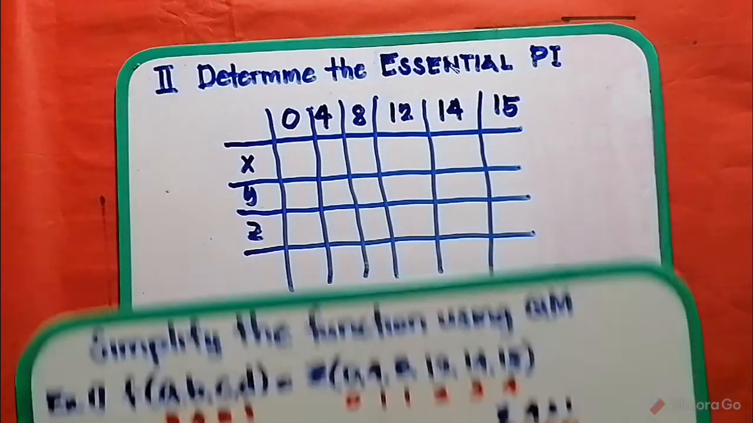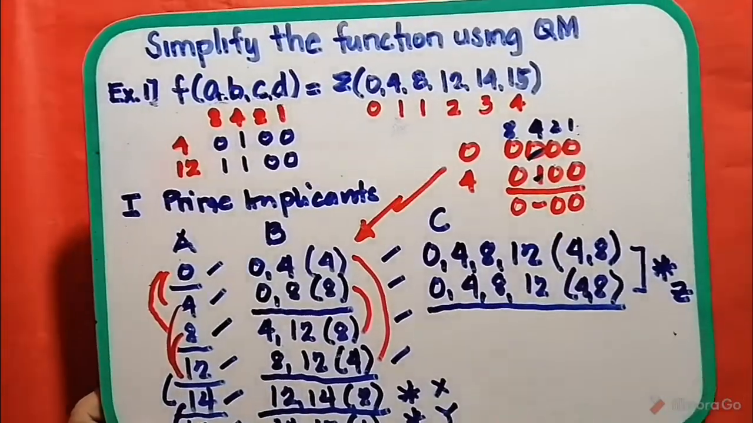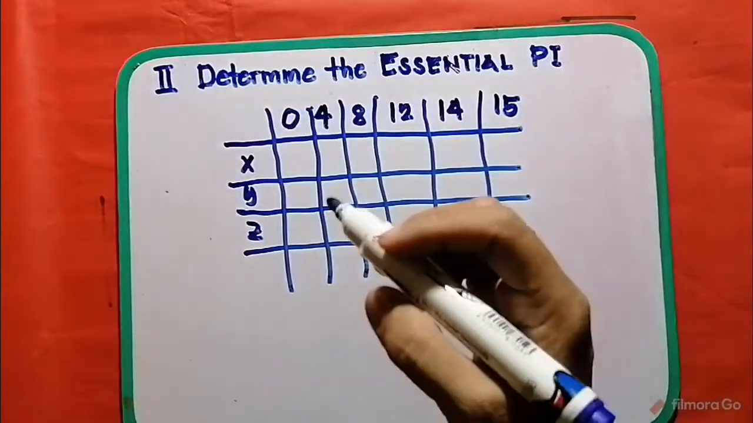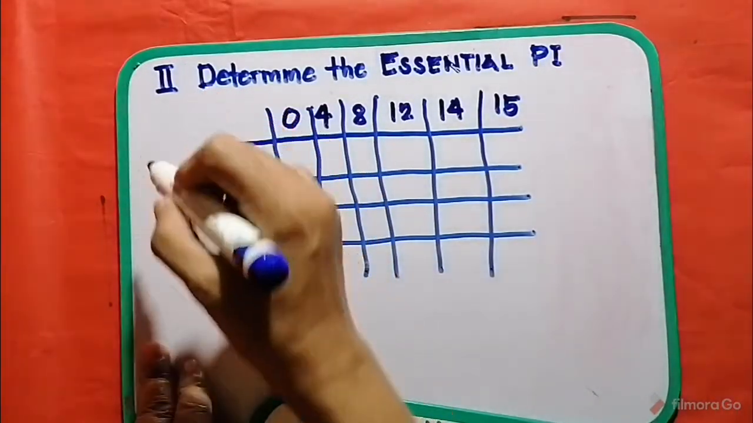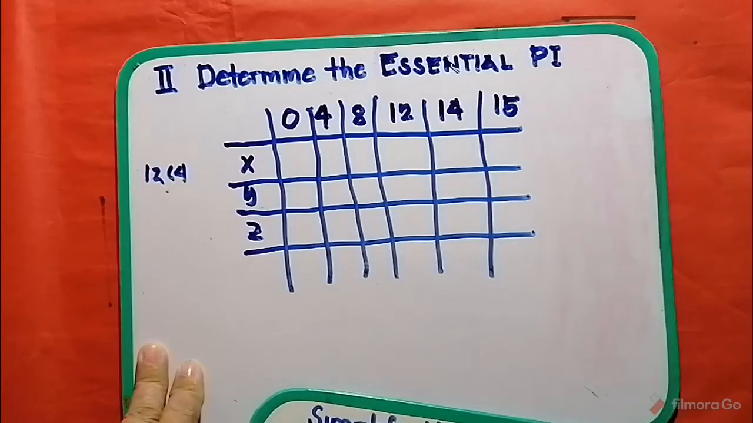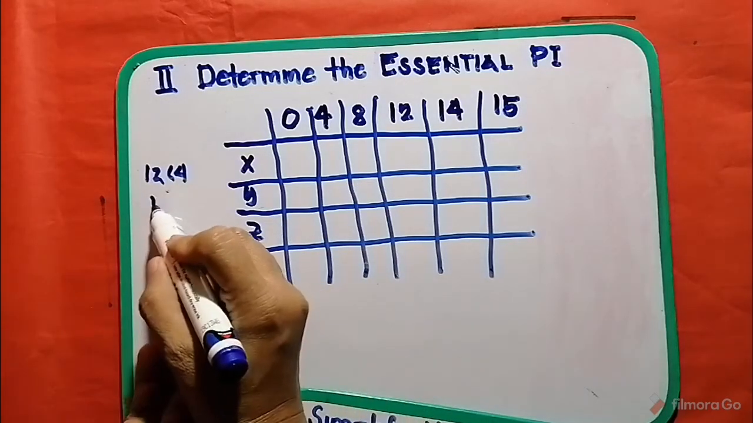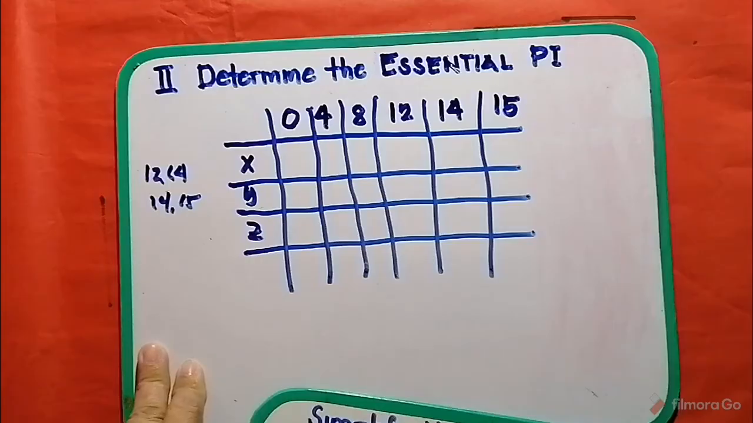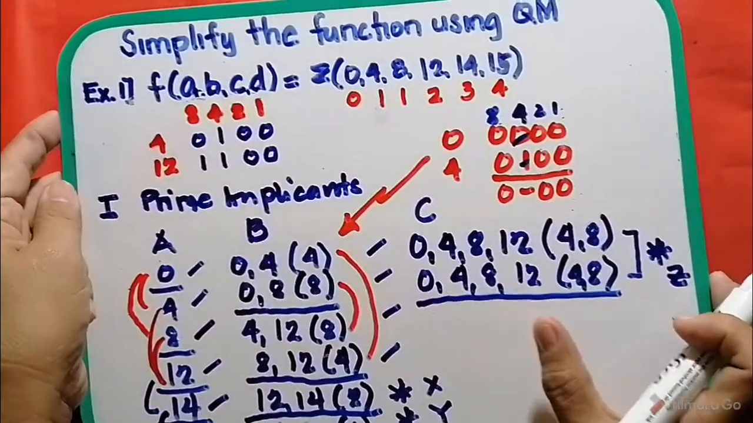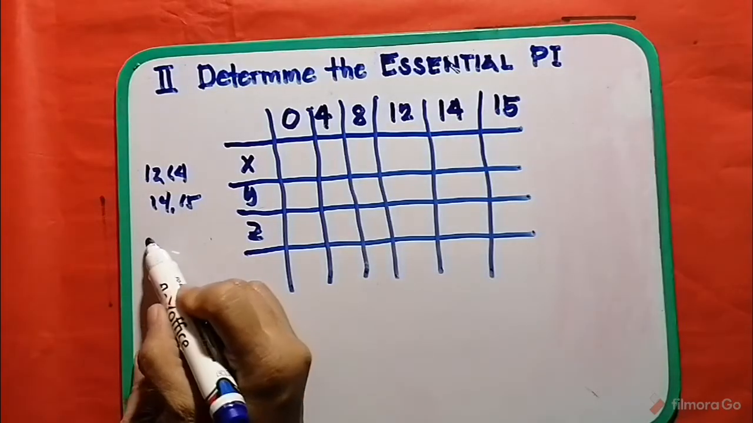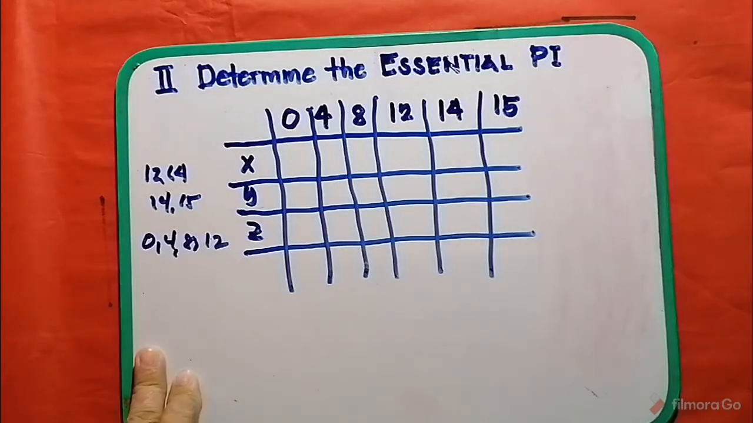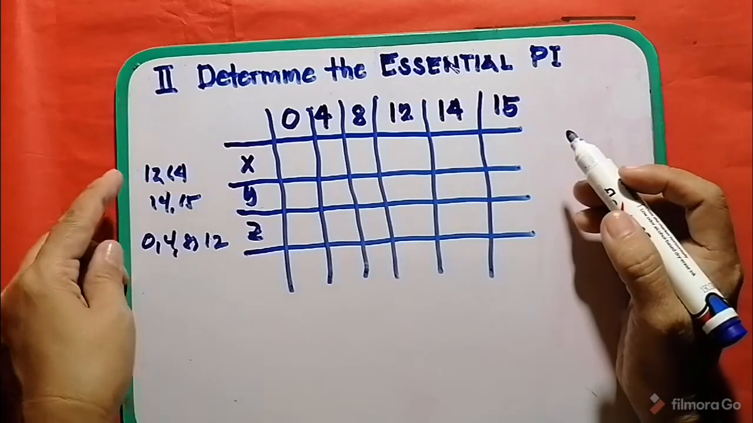Then, take note, your X is 12 and 14. Okay, so let me write in here. So you have here 12. This is 14. For Y, we have 14, 15. Then for Z, you have 0, 4, 8, 12. Then, so we're going to map this.